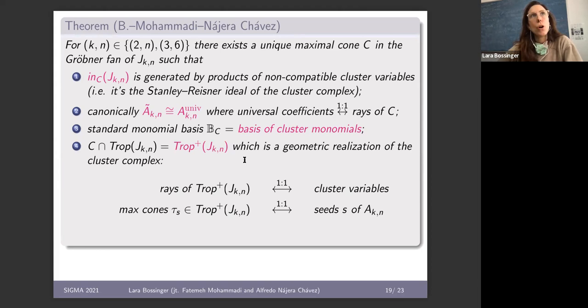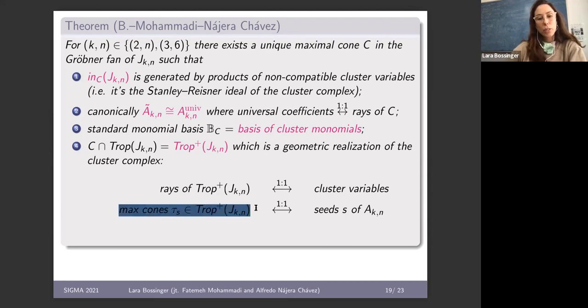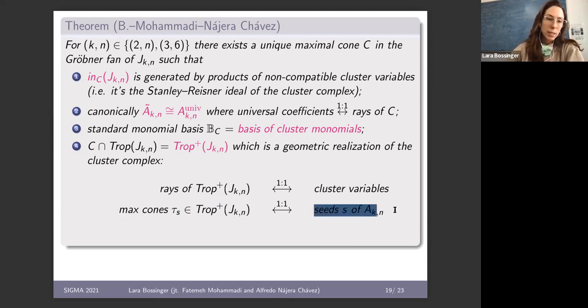I still don't know a general criterion when this will be the case, but it is true for these special ideals J_{k,n}. And this means that we have a geometric realization of the cluster complex. So, okay, I'm mentioning it again. It's a polyhedral object or a simplicial complex that encodes the adjacency relations between seeds in the cluster algebra. So more precisely, the rays of the positive part of the tropicalization are in one-to-one correspondence with mutable cluster variables. The frozen ones will actually correspond to the lineality space. And the maximal cones in the tropicalization are in one-to-one correspondence with the seeds of the cluster algebra.